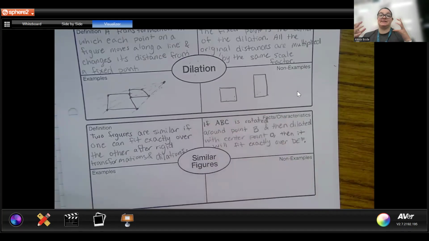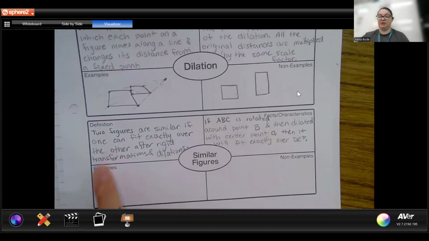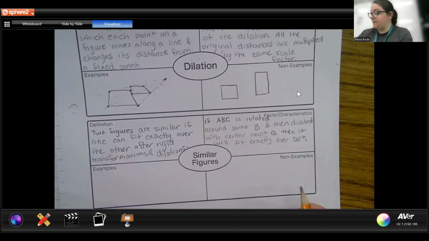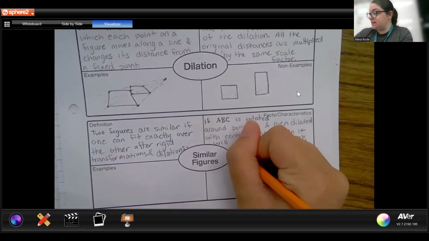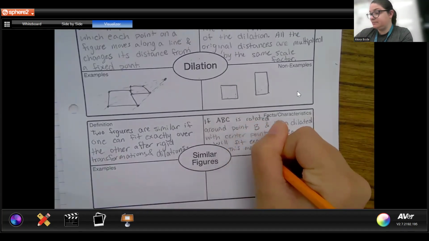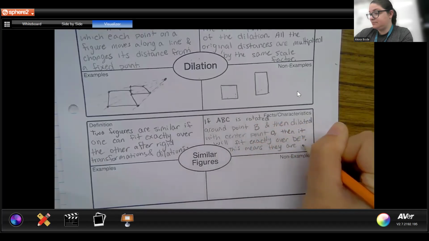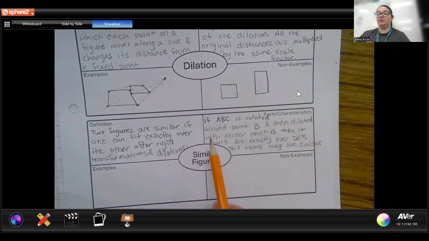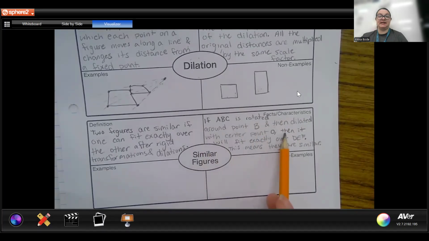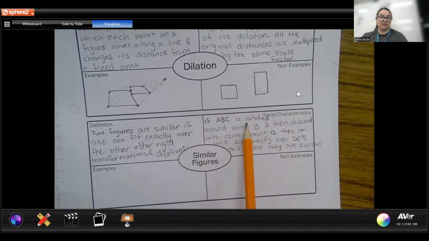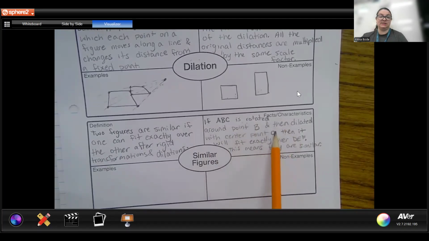It's not like a facts and characteristics for every similar figure. This is going to be an example that we're going to do down here in this example. But to continue, this means they are similar. So again, if you can write a complete sentence using translations, rotations, or reflections and dilations, then it is a similar figure.